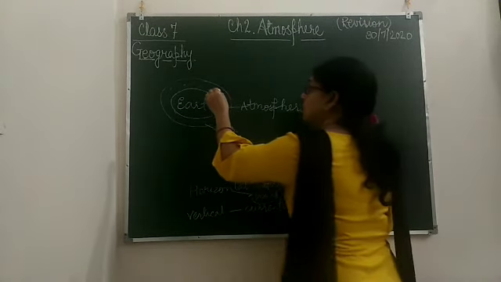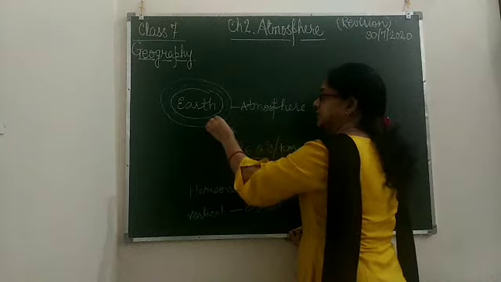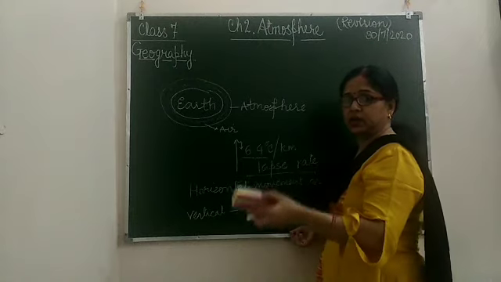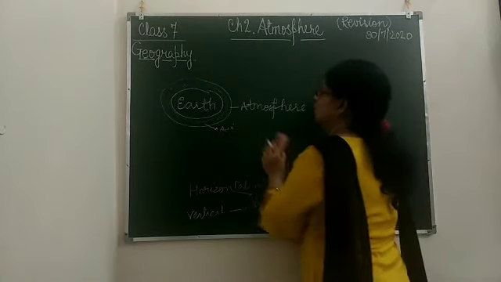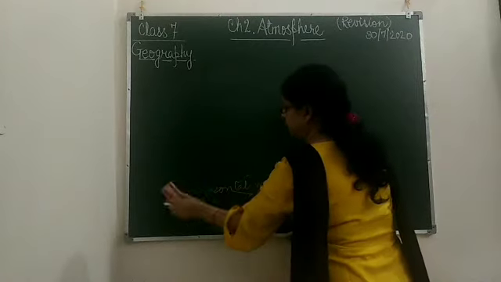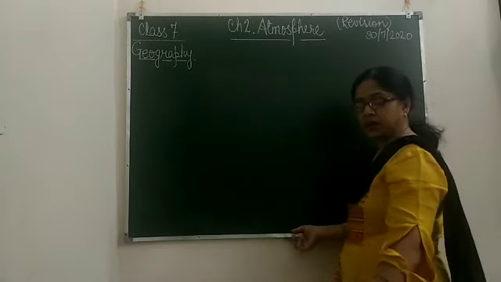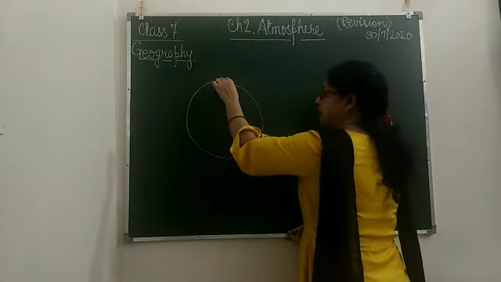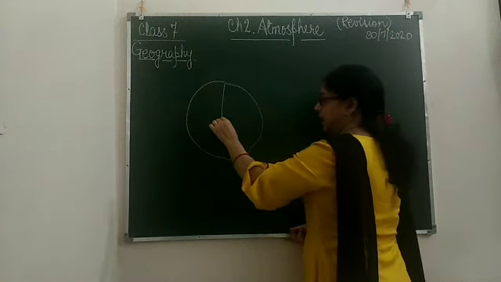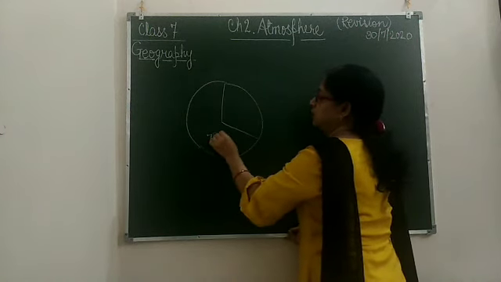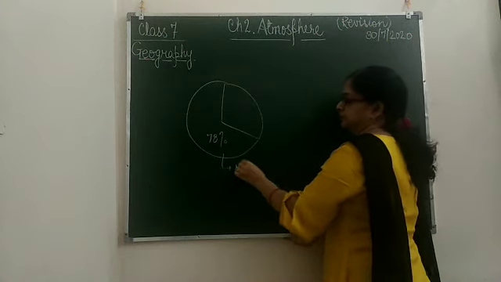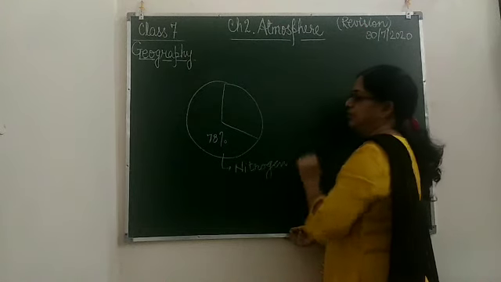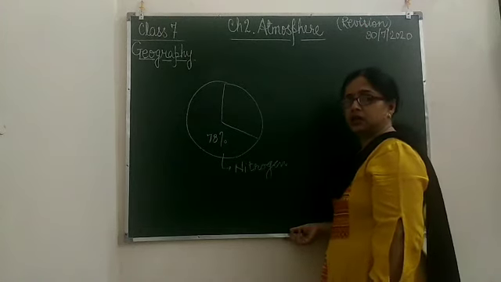Now, what is the composition of different gases that are present in the atmosphere? It contains different gases as well as dust particles. So, what is the proportion of the combination of different gases and dust particles in the atmosphere? Let's see with the help of a diagram. This is the atmosphere and it contains about 78% of nitrogen, as our atmosphere is a composition of different gases and dust particles.